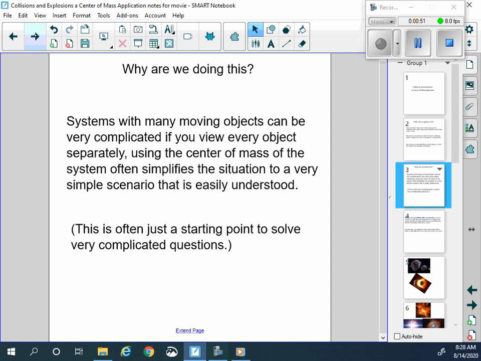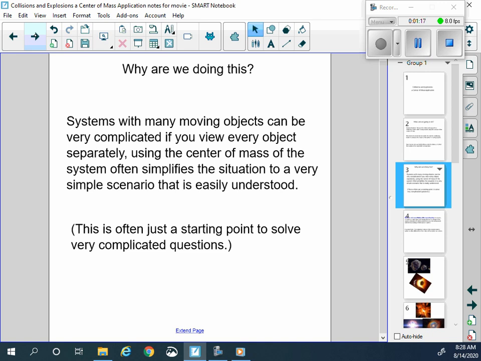Why are we doing this? Systems with many moving parts can be very complicated if you view every object separately. There's a lot of moving parts. But centers of mass simplify the situation down to a single point that's easily manipulated. This is a key starting process in solving complicated problems. It's not the only step, but now you have a complicated problem with a lot of moving pieces.